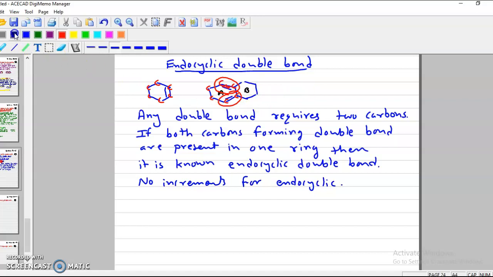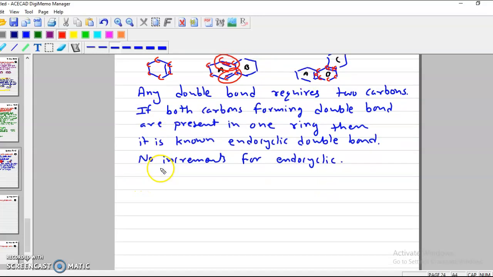Remember this. Suppose there may be this kind of structure, and here we have a double bond over here and one double bond here, and then there are 3 rings A, B and C. So if we take ring B, which is formed by these 6 carbons, and these double bonds are present in B ring only, so these 2 double bonds will be endocyclic for ring B. Okay, so this way we can understand endocyclic.